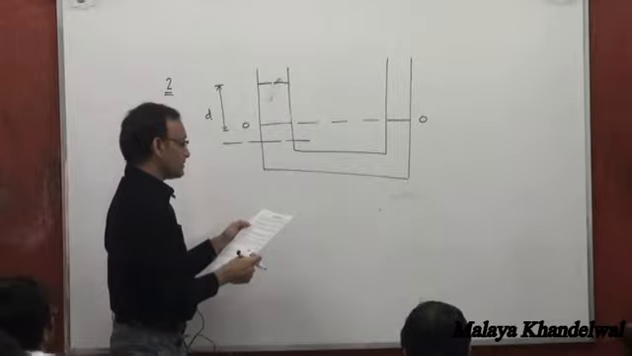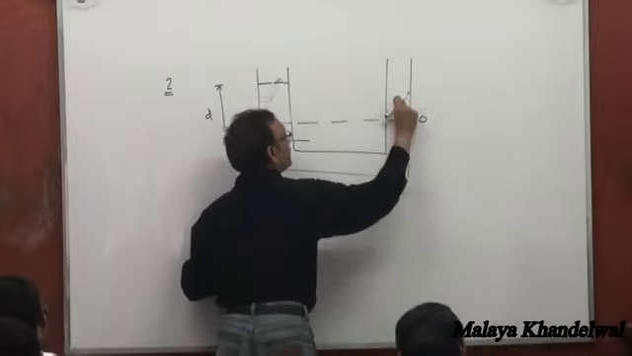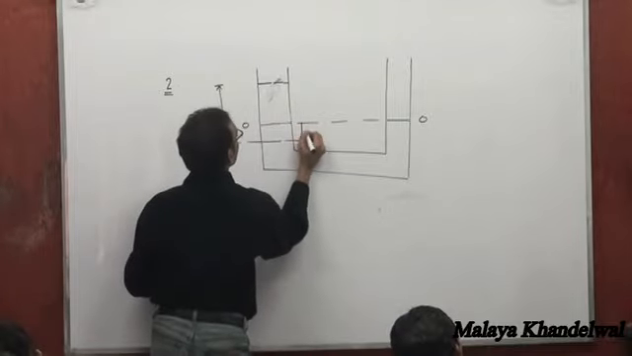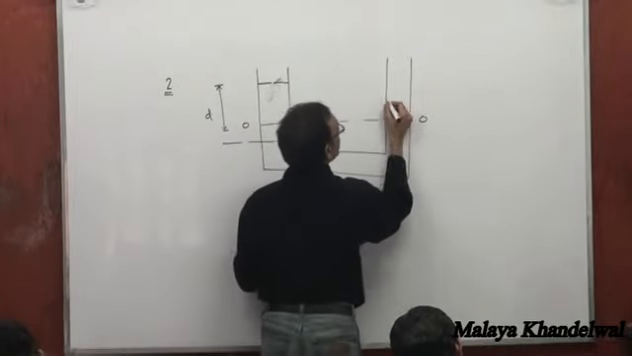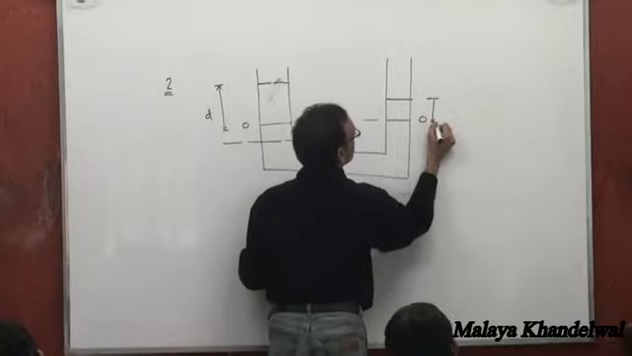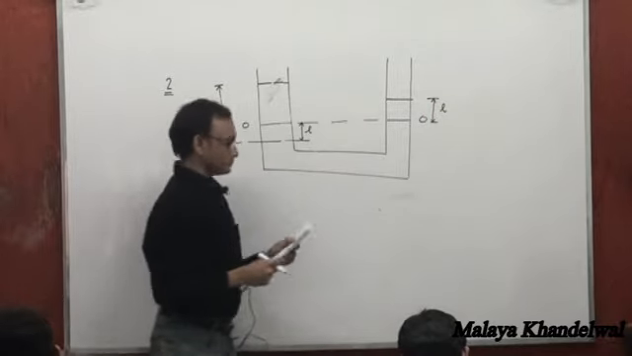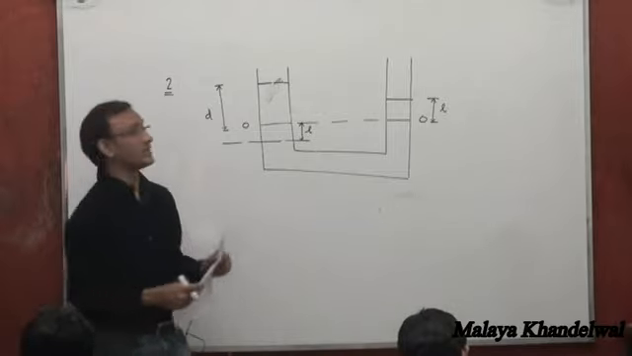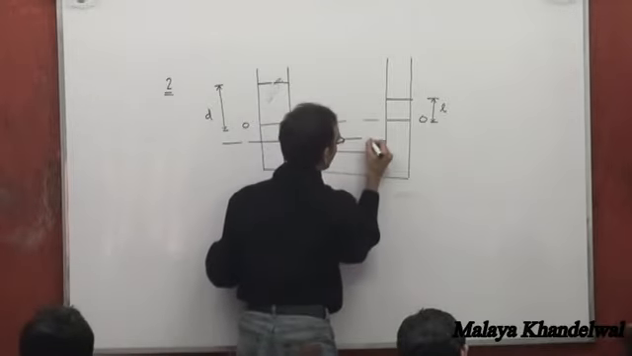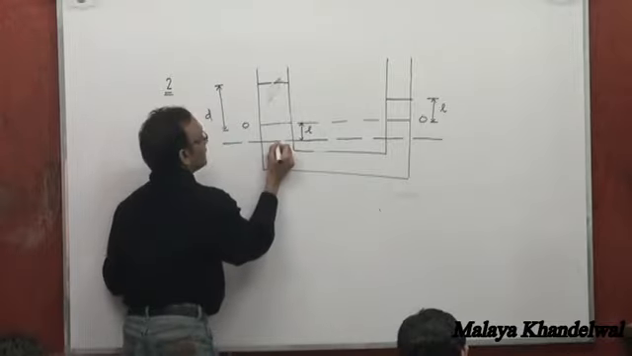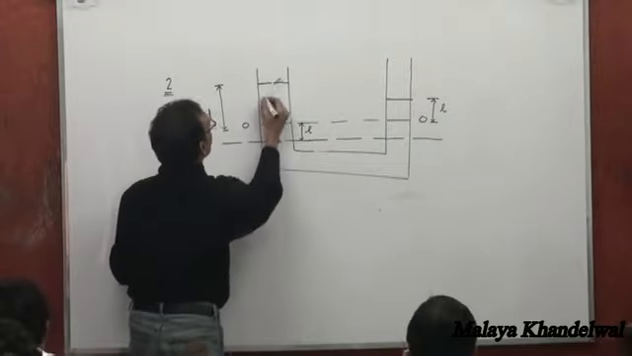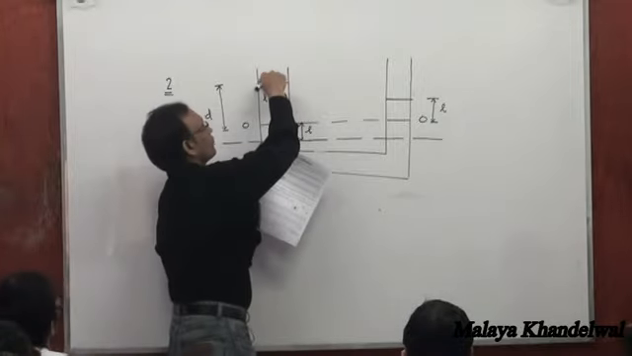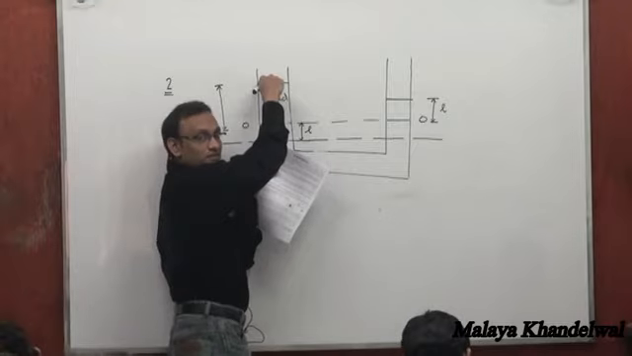The level of water in the other arm rises by L. So if the level here rises by L, the level here must have dipped by L. So this length is L and the level here rises by an amount L. You want to find the relative density of the liquid. Now, at this level, there is a liquid column of length d plus L.